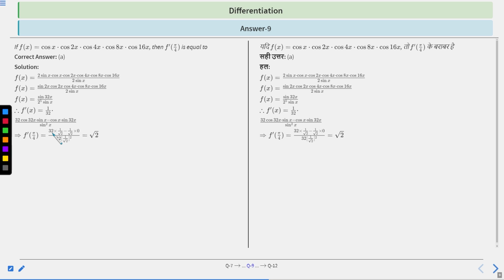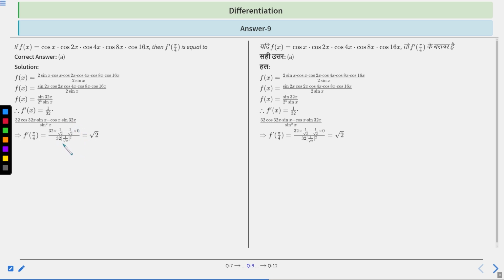Now f dash pi by 4. Put pi by 4 in place of x. You will get 32 into cos of 32 into pi by 4, which is cos 8 pi, which is 1, into sin pi by 4, which is 1 by root 2. Clear? Minus 1 by root 2 into sin 8 pi, which is basically 0. Clear?